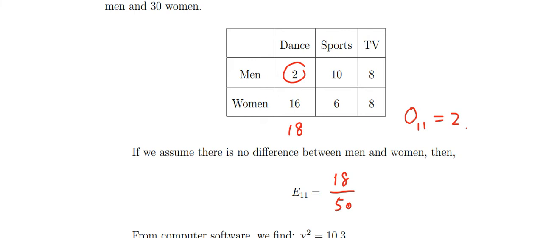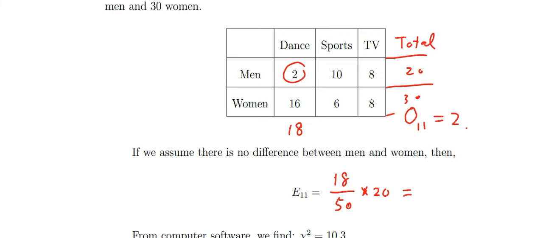So for men, totally how many men? We say 20, right? Women 30. Okay, so we just multiply. We have 20 men, so according to the percentage, this percentage multiplied by 20 equals E11, right? So we can easily calculate E11.